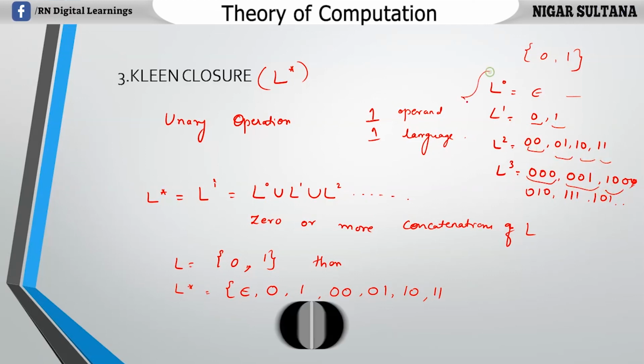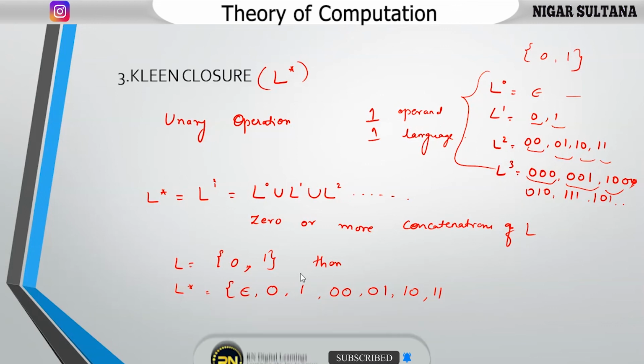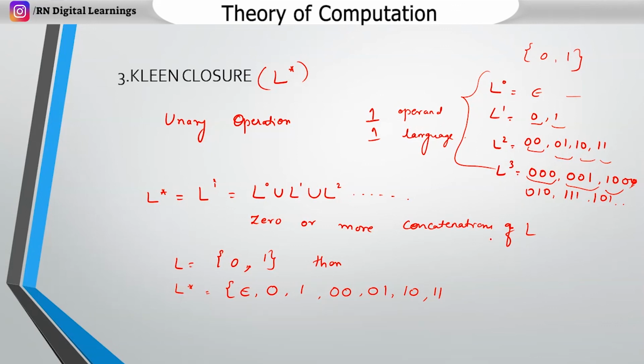Now we are going to union these and we get the L star. So this is your Kleene closure. When we union these languages, first is epsilon. Next, length 1: 0 and 1. Next, length 2: 0 0, 0 1, 1 0, 1 1. Then 0 0 0, 0 0 1, 0 1 0, etc. So this is your Kleene closure.